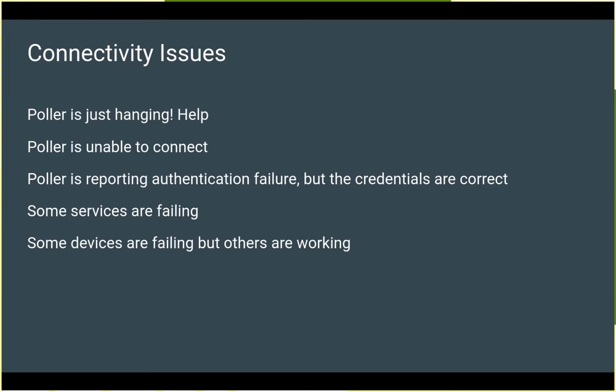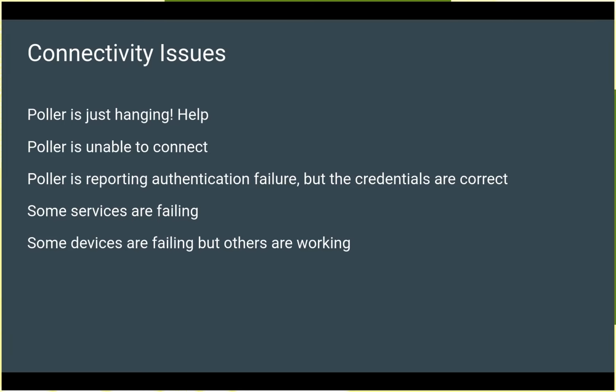The next thing to do is to go into the debug config, into your SuzieQ config file, and change the poller log level to info or debug. That will give you far more information about why it is failing to connect. A simple test would be to SSH manually to that device and see if it works.